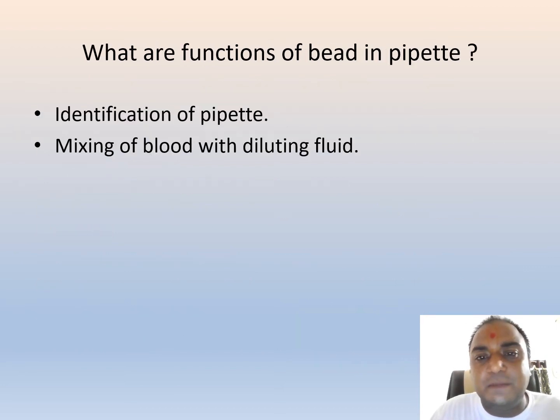What is the function of the bead that is present in the pipette, whether RBC pipette or WBC pipette? The first function is identification. For the red blood cell pipette, it is red in color. For the white blood cell pipette, it is white in color. The second function: without the bead, mixing of the blood with the diluting fluid, RBC diluting fluid or WBC diluting fluid, is not possible. So the second important function is the mixing of the blood with the fluid.